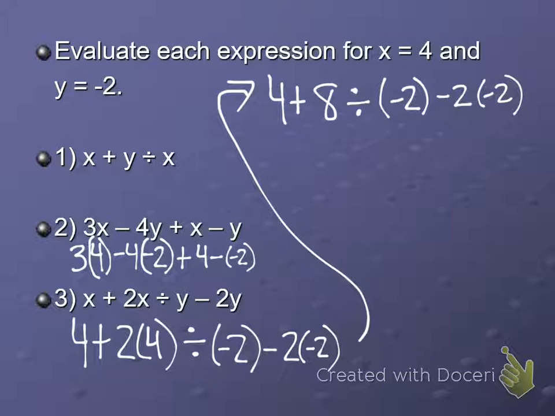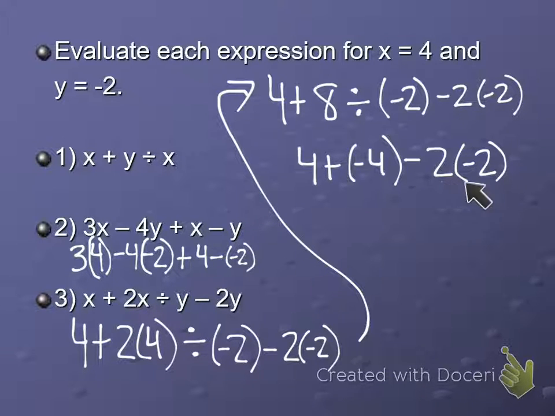What should I do next? Divide. Very good. So we need to do this division. Again, the 4 plus isn't changing yet. 8 divided by negative 2 is, good. A positive divided by a negative is a negative 4 minus 2 times negative 2. What next? Good. We can multiply this back here. So that ends up becoming a plus 4. We've got negative times a negative or subtracting a negative. Either way, this comes out as adding 4.